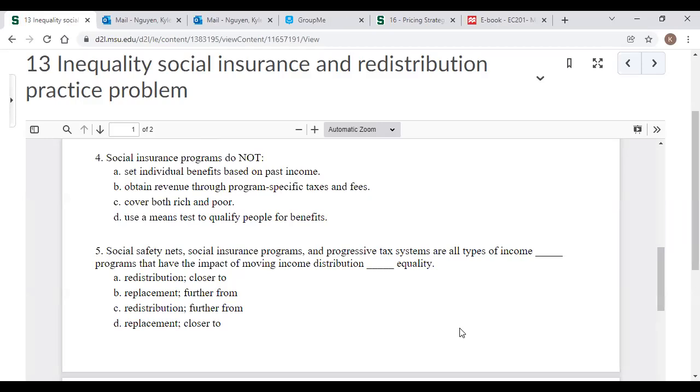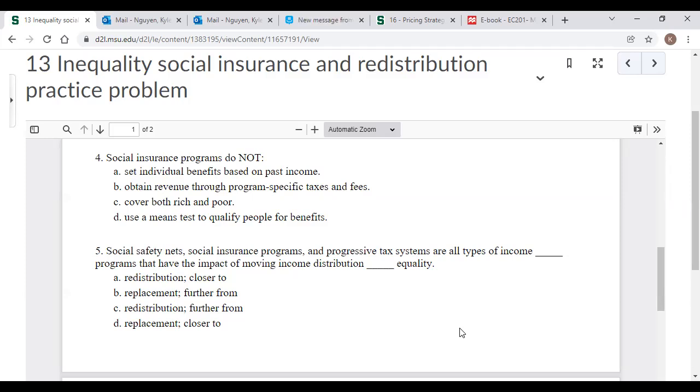Moving on to the second one, that have the impact of moving income distribution blank equality, closer to or further from. As you can tell, it's closer to, because we're taking money from the most well-off in society and giving it to those who may need it the most. That helps them move closer to equality, because they will no longer need to pay to, I don't know, go see the doctors or go to school or something like that.